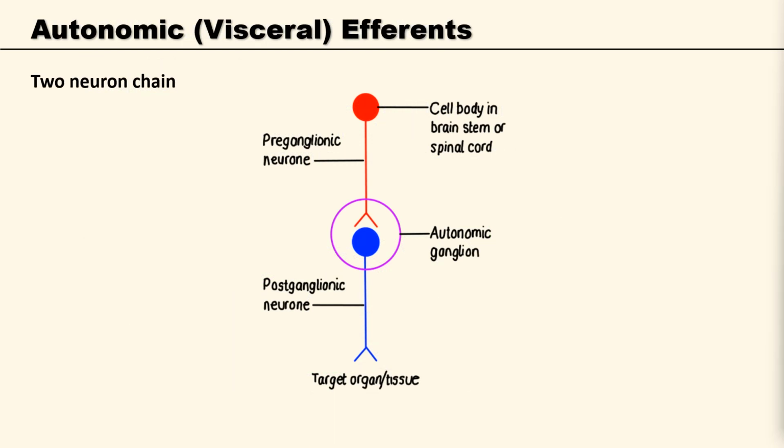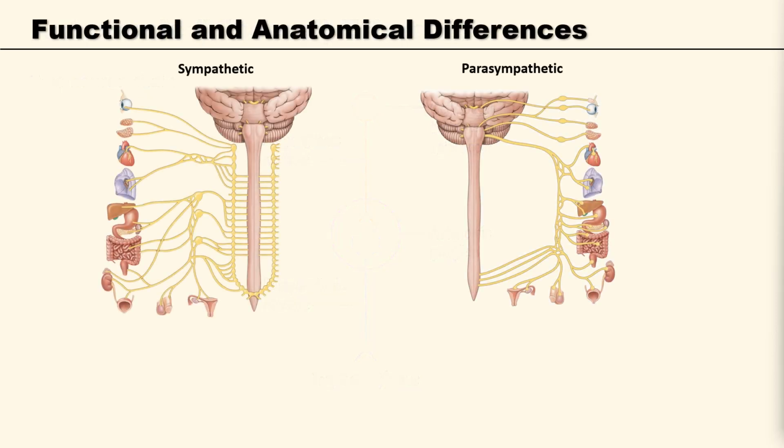The visceral efferents, so those fibres travelling from the CNS to the organ, are creating a 2-neuron chain. The body of the first neuron is located in the brainstem or the spinal cord, and the body of the second neuron is sat in an autonomic ganglion. So the first neuron is termed a preganglionic neuron, whilst the second neuron is termed a postganglionic neuron. The preganglionic neuron is before the ganglion, and the postganglionic neuron is the neuron after the ganglion. But how does that look in practice?